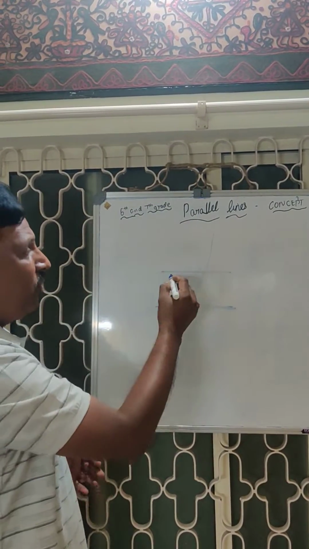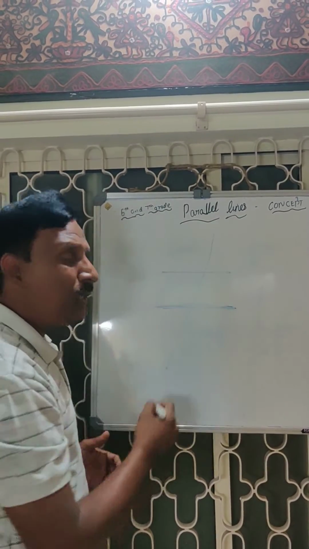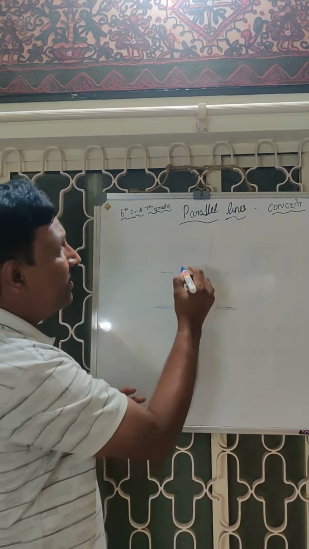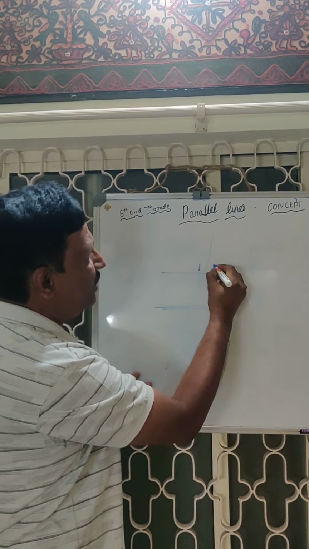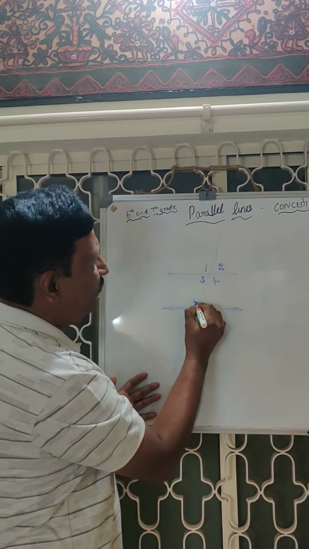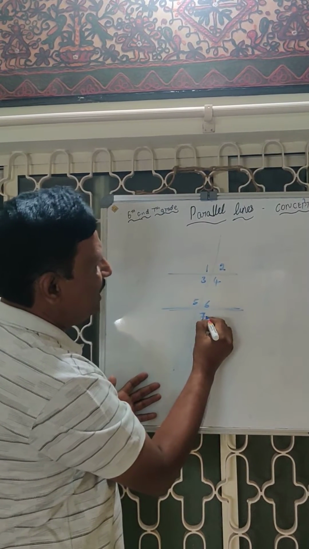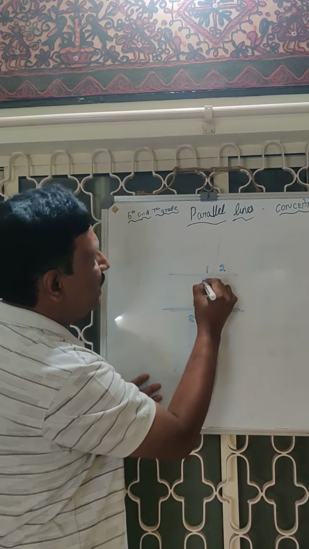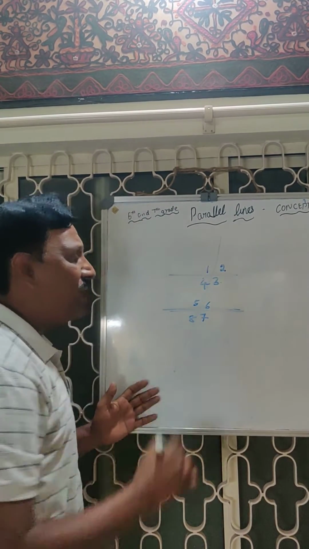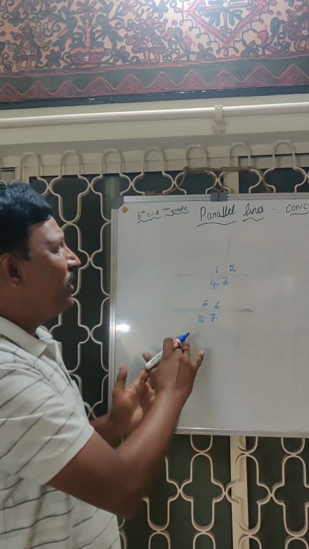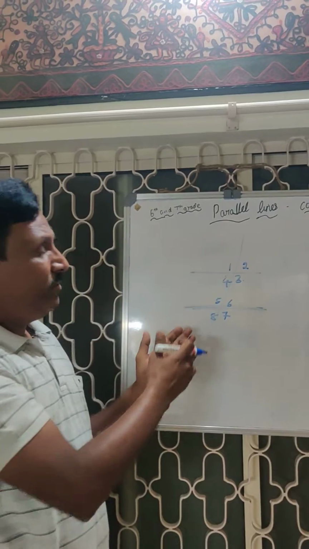Here, once a set of parallel lines are cut by a transversal, how many angles are seen? There are 8 angles. 1, 2, 3, 4, 5, 6, 7, 8. Normally this is written as 3 and this is written as 4. Now, there are some relationships between various angles.